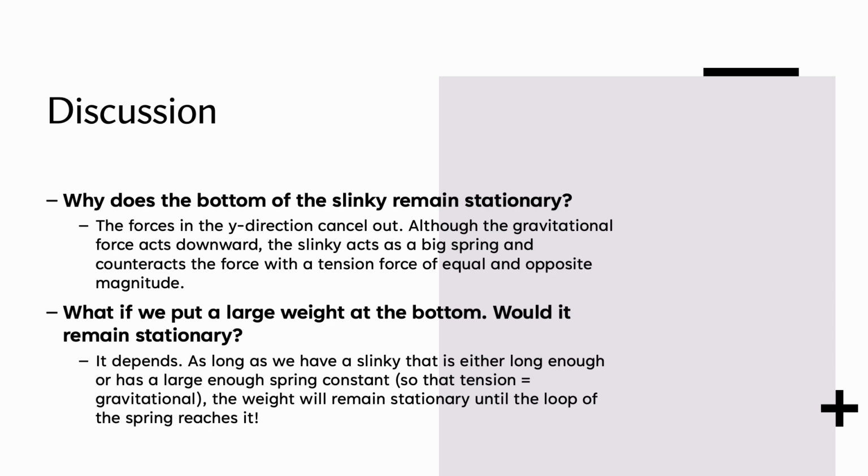What would happen if we added weight to the bottom, like a tennis ball? The outcome depends on the slinky's spring constant and length. If the tension force can still balance the increased gravitational force, the bottom will remain stationary. Otherwise, it will begin to move earlier.